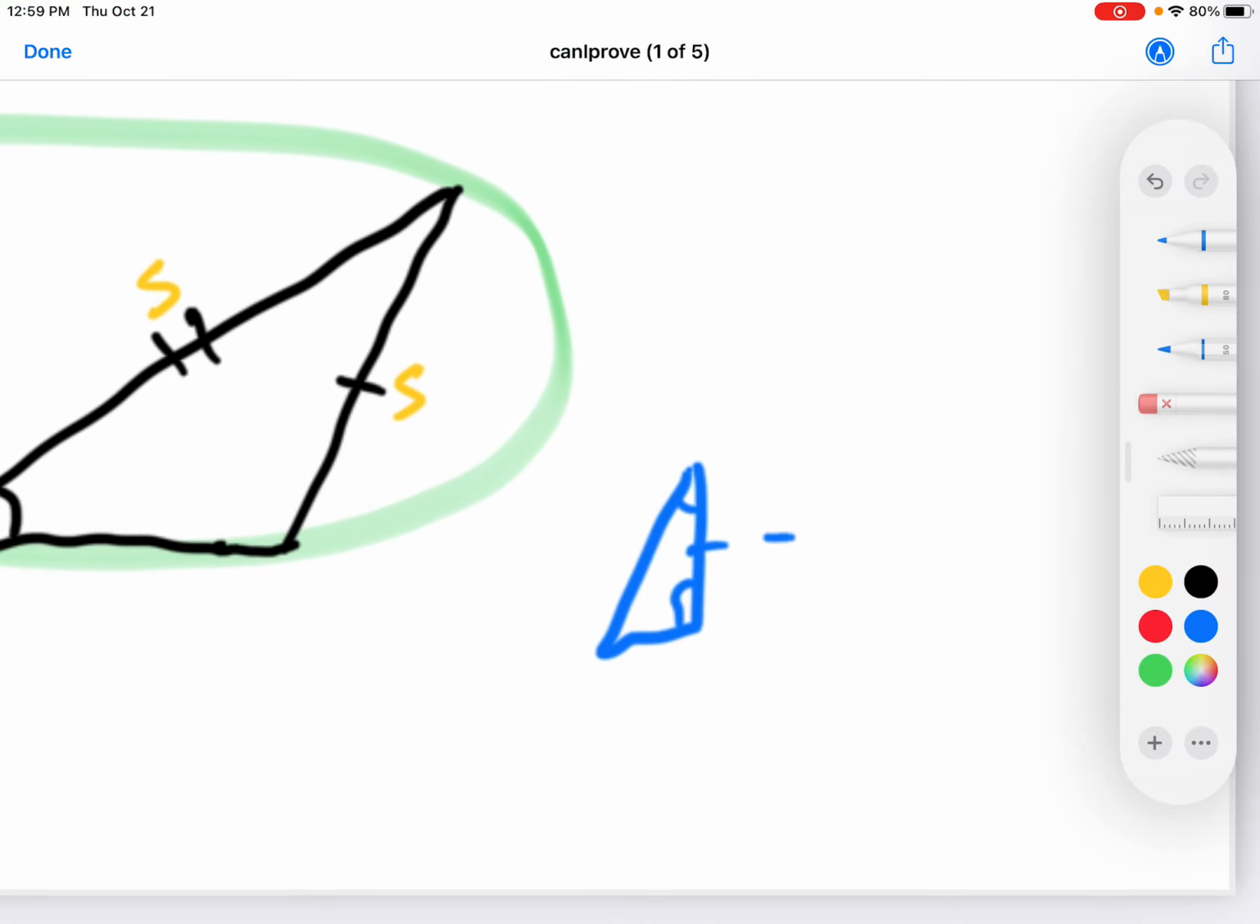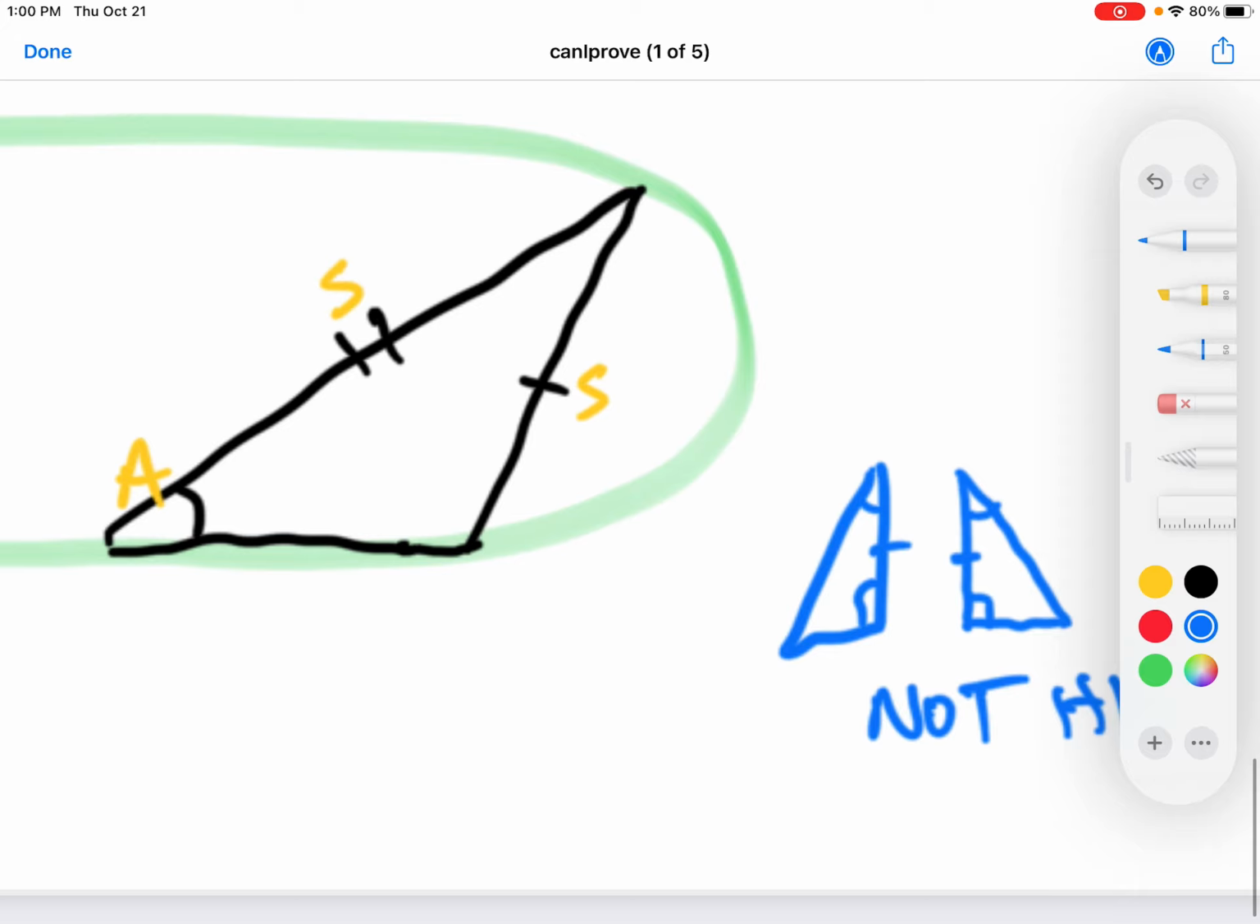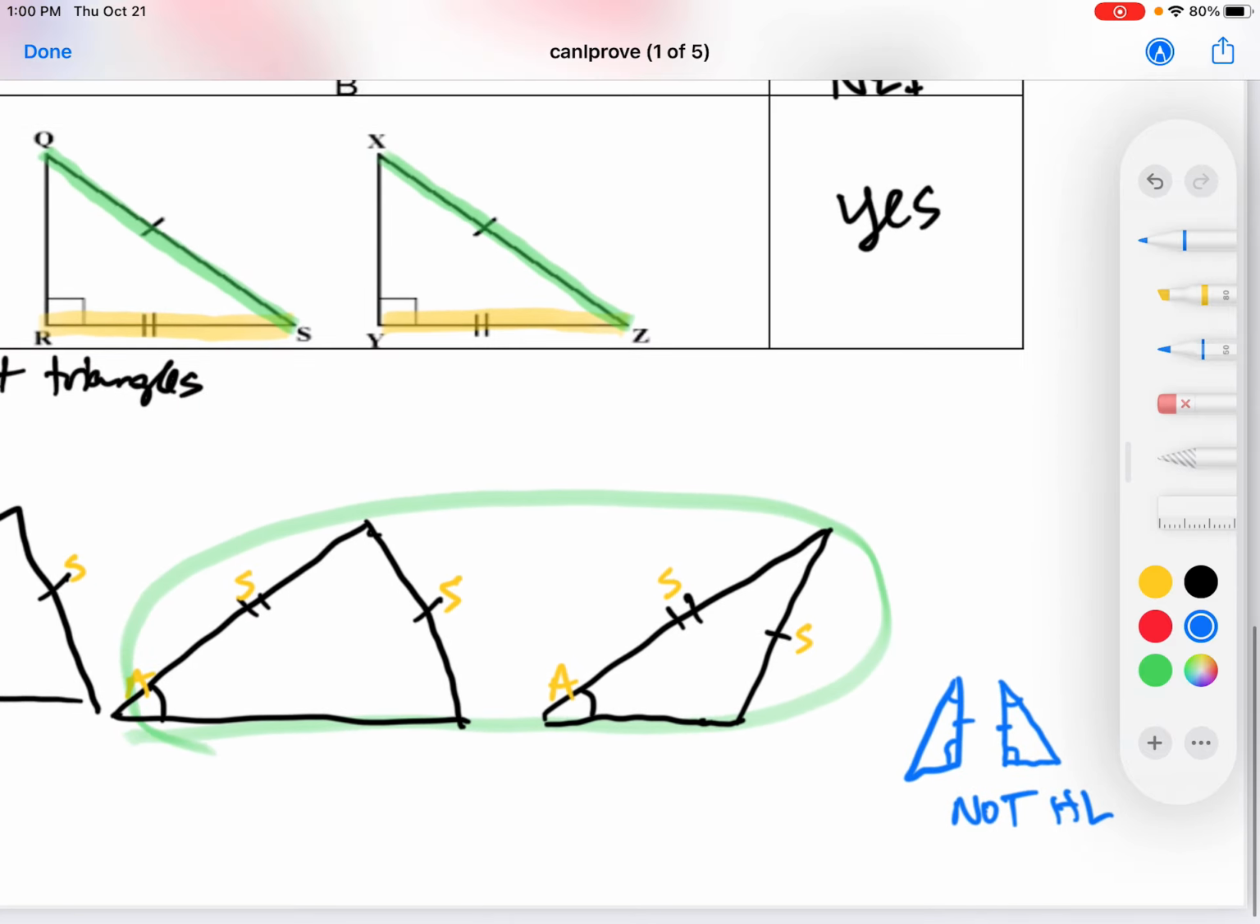Let me redraw this one. It'll give you something like this, and that's a right angle, and it'll tell you that those two angles on the top are congruent. It'll tell you that those two sides are congruent, but it doesn't say anything about the hypotenuse. Okay? This right here is not going to be an HL. That right there is not going to do it. Just because you have right angles doesn't mean your answer is automatically hypotenuse leg.